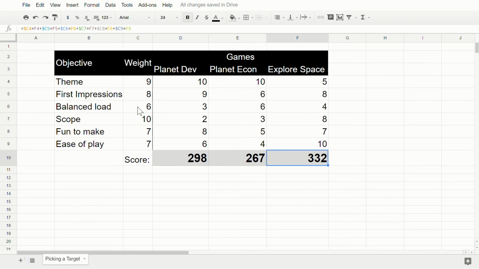And you can look at these scores at the end to sort of get an idea of how good these games look based on the weight that you have given the objectives. So for example, Explore Space has a pretty low score for theme, but it does well enough in the other categories that it ends up actually on top. So the hope is that if you have good weights and you have good scores, then your totals will be representative of how good these games will actually be.